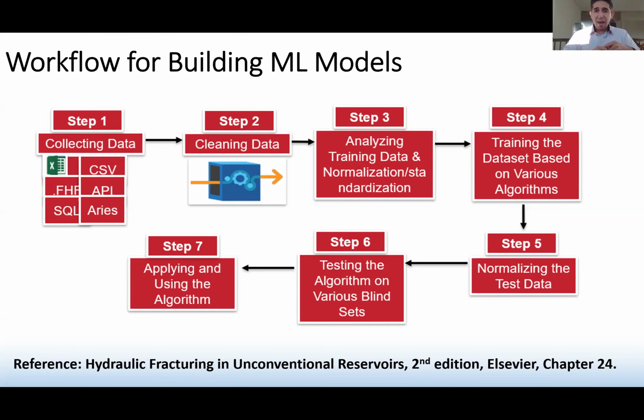Apply it one last time to make sure how your model performs on the blind data, and to make sure your model still holds. So cross-validation prior to training your model becomes very, very important, okay? And then steps 5 and 6, we already talked about those, which is normalizing your testing set or your blind set or whatever you want to call it, and then testing the algorithm on various blind sets to make sure your model holds.